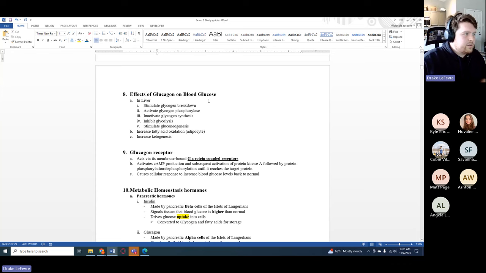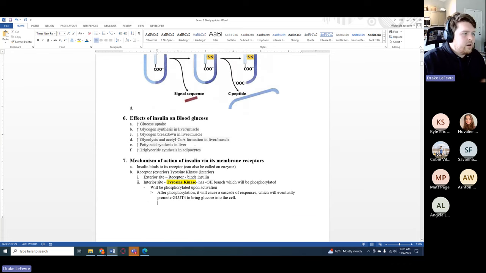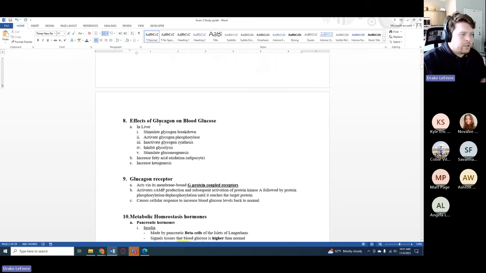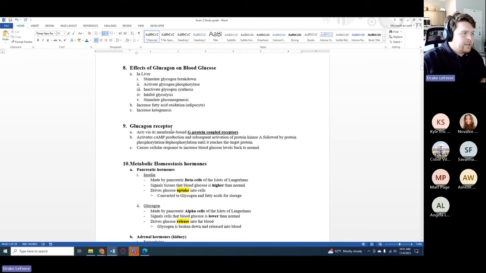Effects of glucagon on blood glucose. What's cool is if you understand one of these, if you know that insulin is glucose uptake and does all of this stuff, just flip the arrows. Whatever was increasing is now decreasing with glucagon because they do opposite things. The glucagon receptor is a G protein coupled receptor. Hopefully you remember what a G protein coupled receptor is. This will not go away. Your very first exam in Biochem 2 is a whole bunch of G protein coupled receptor stuff. So don't forget about G protein coupled receptors.